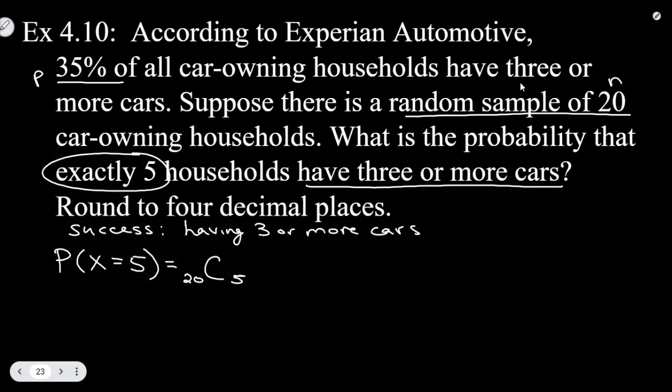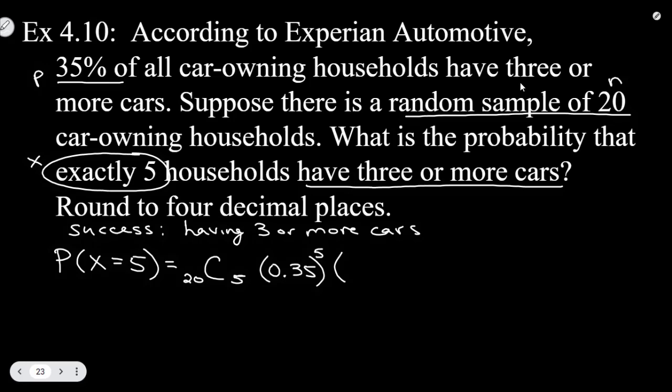Then again, just following our formula, we're going to have p raised to the x power. Well, we just figured out p is 35%, but we have to write that as a decimal. So I'm going to put that in parentheses here, 0.35, and raise that to the x power, which we already have figured out is going to be exactly 5.